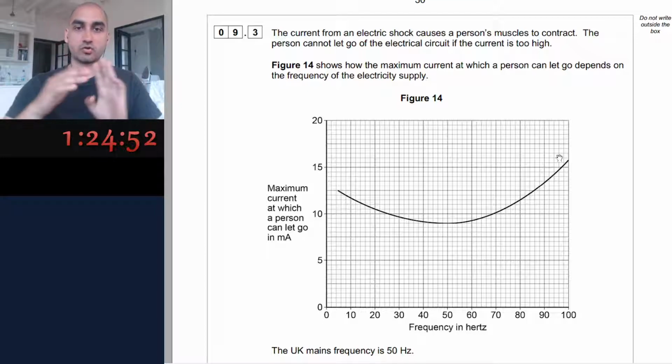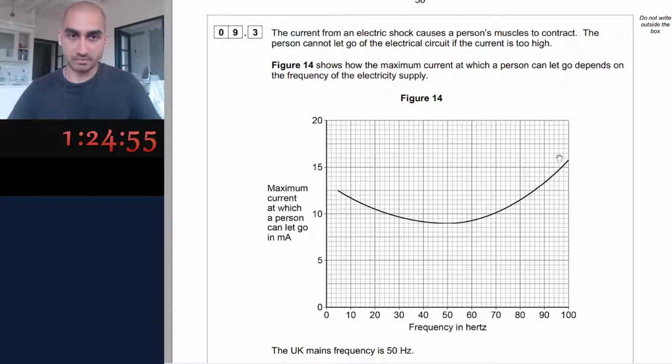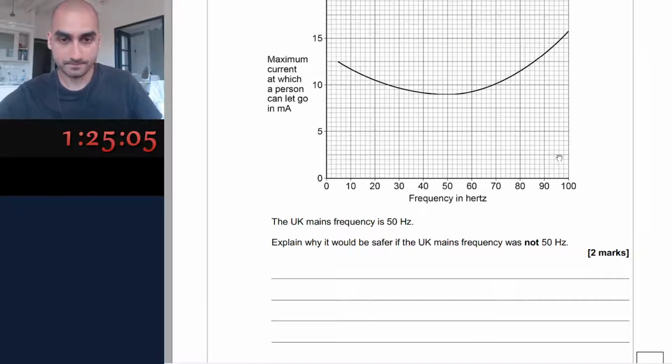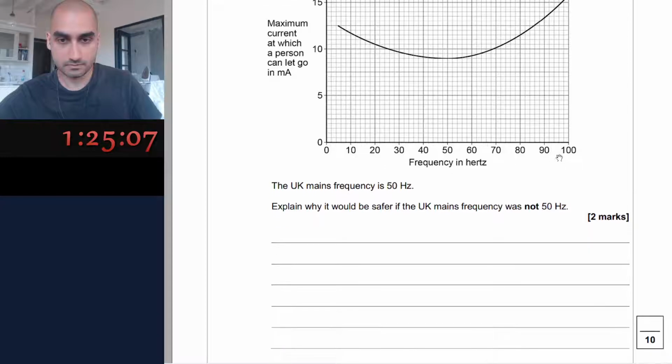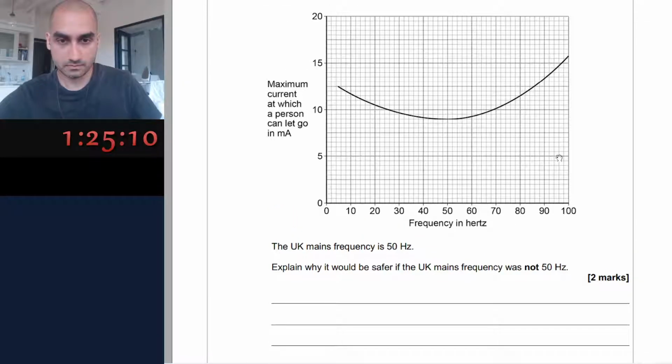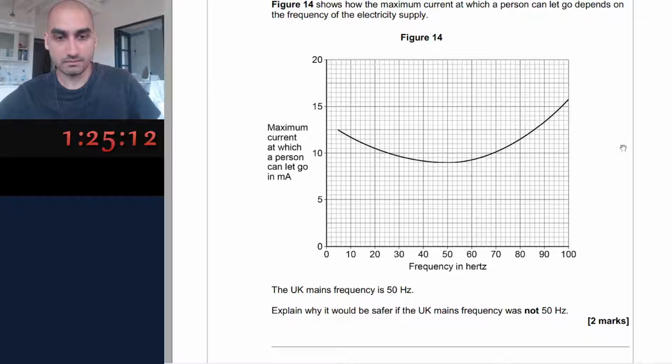The current from an electric shock causes a person's muscles to contract. The person cannot let go of the electric circuit if the current is too high. The maximum current at which a person can let go depends on the frequency of the electricity supply. The UK mains frequency is 50 Hertz.